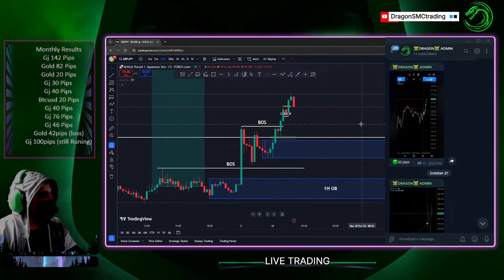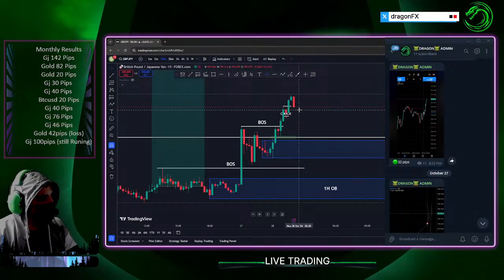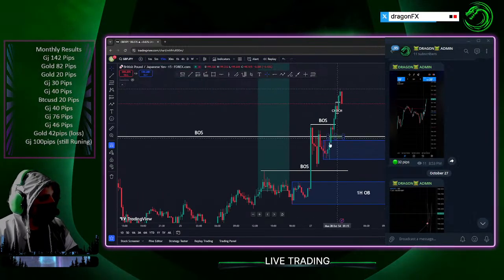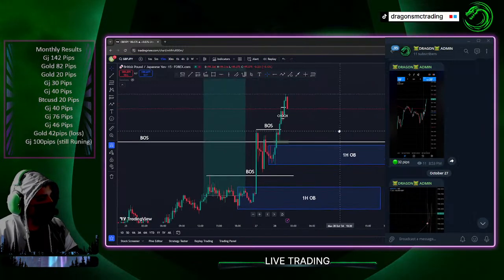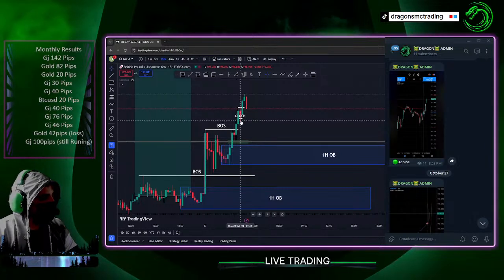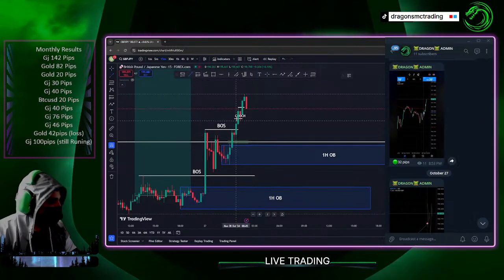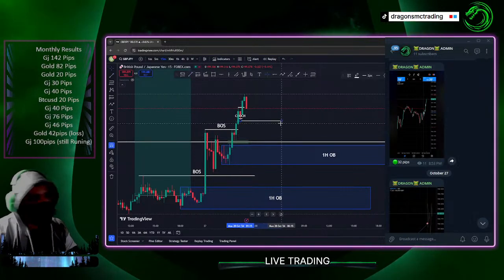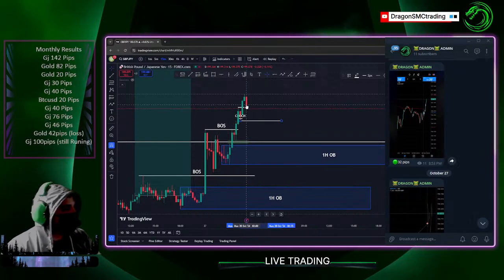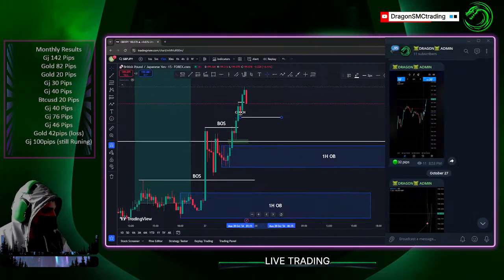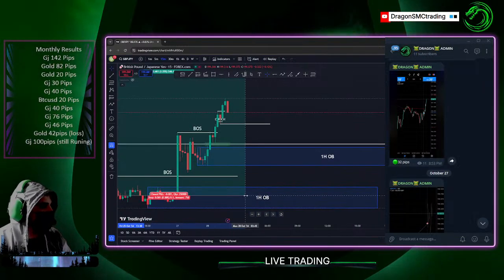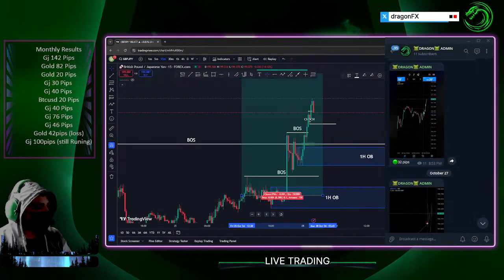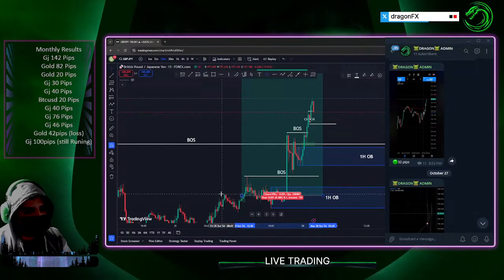Price now is rejecting on GJ. If price breaks below this low, I'm gonna exit out manually, guys. As soon as price comes below this low right here, I'm gonna take all my position out of this trade. The trade that's running risk-free, you guys remember?